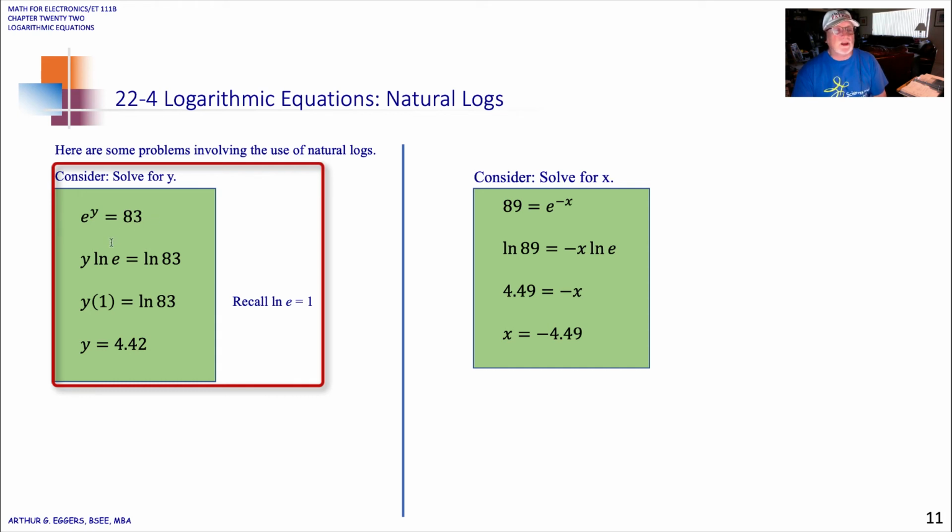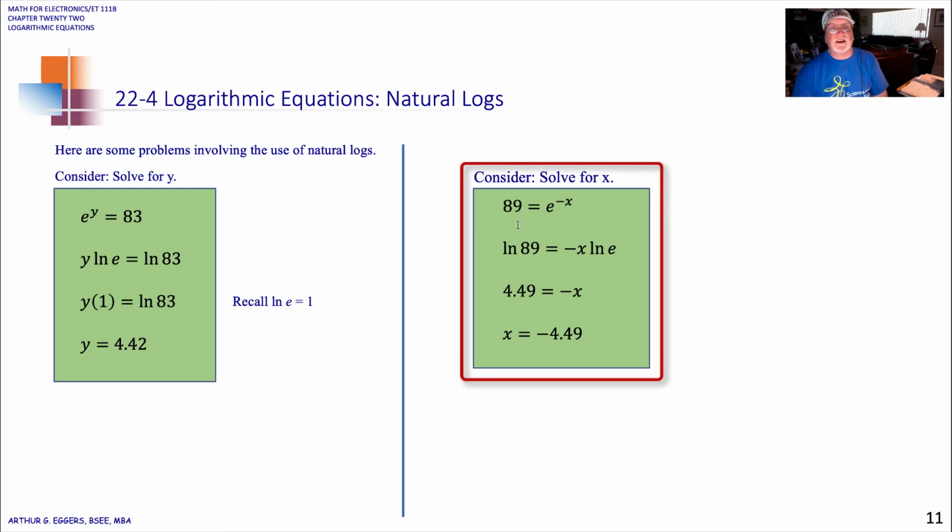Again, we do just like we did with the common logs. We're going to take the natural log of both sides so that we have y times the natural log of e, which is equal to the natural log of 83. The natural log of e is just 1, okay? They're complementary. So we have y equals the natural log of 83. Again, put 83 into your calculator and push the natural log key. There's our natural log key right over here on the far side of the Casio, and we get 4.42.